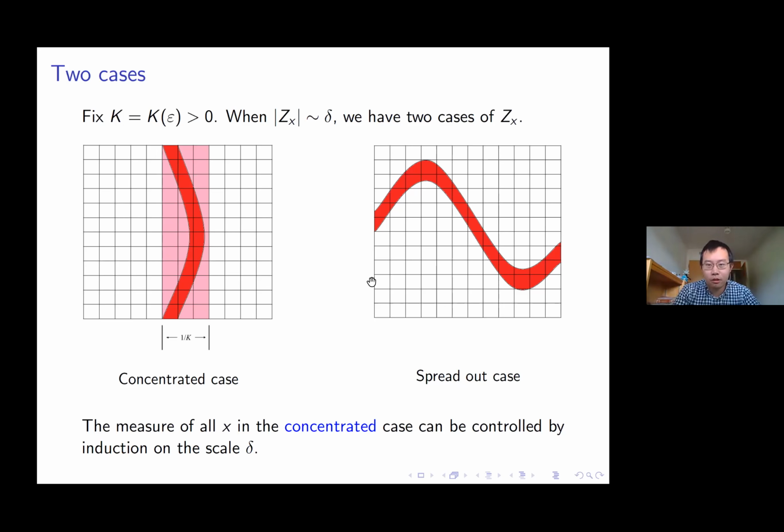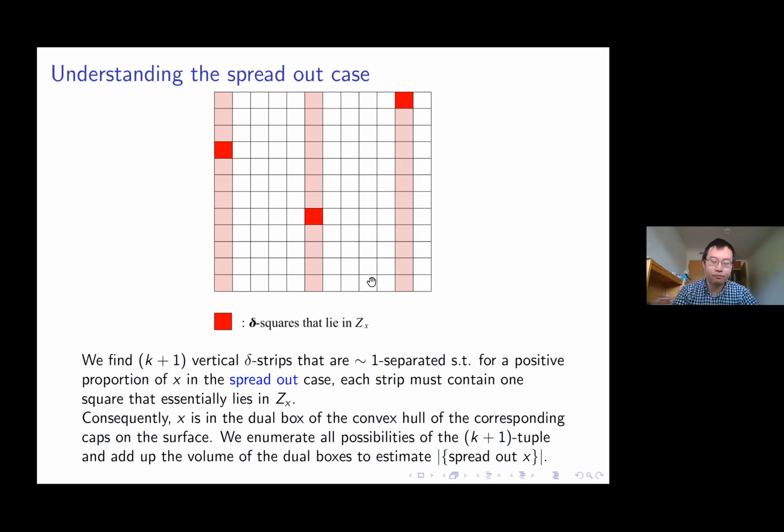Okay, so how do we deal with the Spreadout case? So remember, for each x, I have a stationary set, and I'm gathering all the x where the stationary set corresponding to x is in the Spreadout case. How do we deal with it?